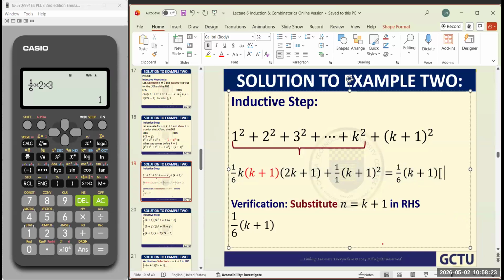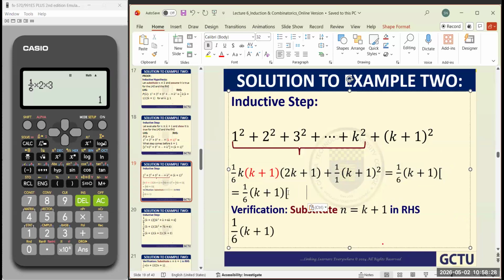Let's come to the next line. So here, I've taken this K plus 1 out, so I'll be left with this K, and then in brackets 2K plus 1. That is for the left-hand side. I've taken care of from here to here. Now let's come to the right-hand side. This is K plus 1 squared, and I've taken K plus 1 out. So what should be left? K plus 1.